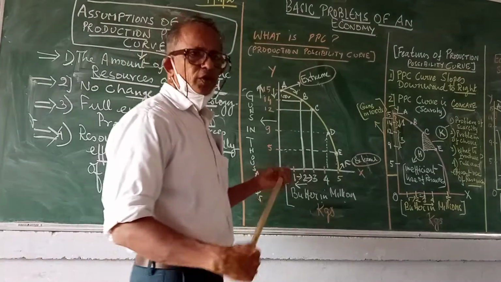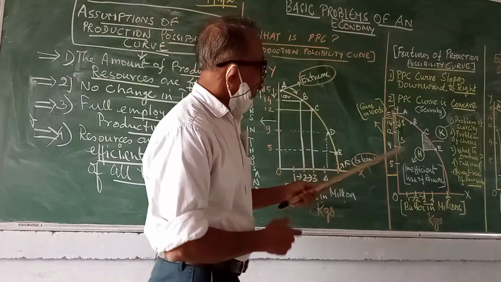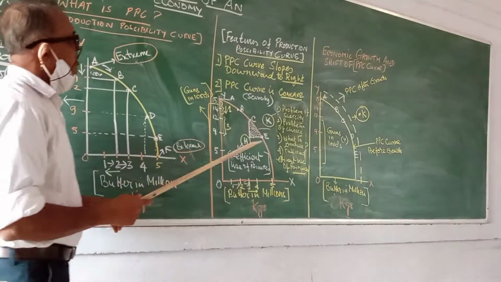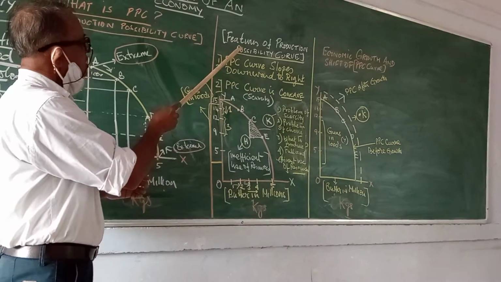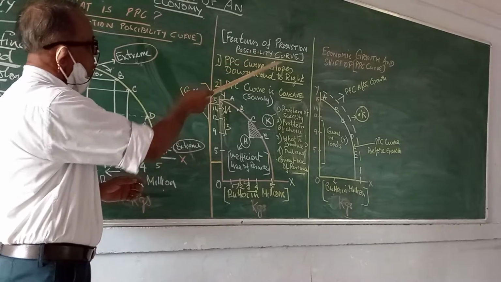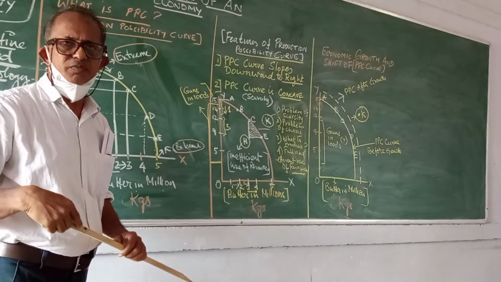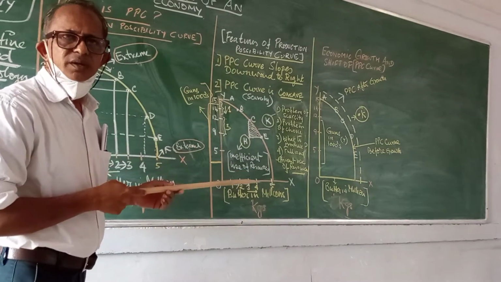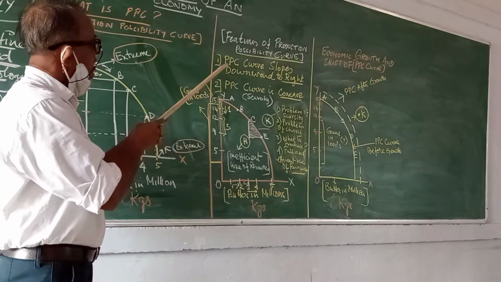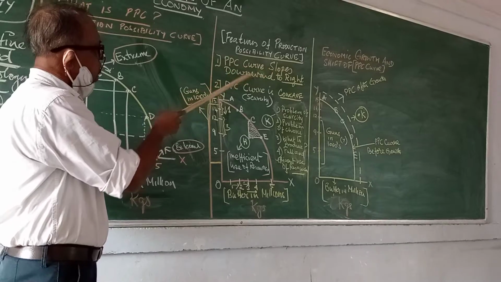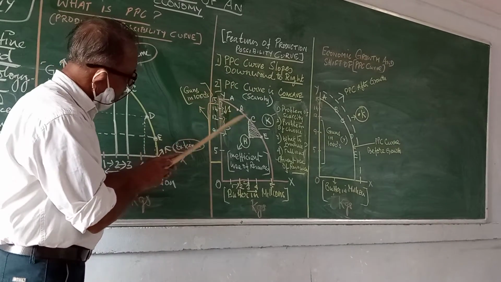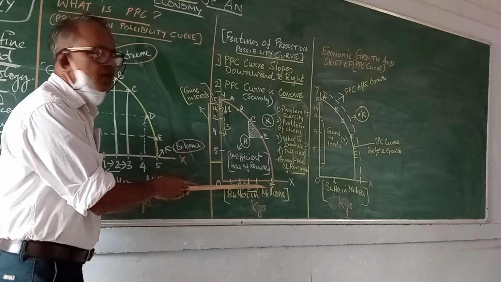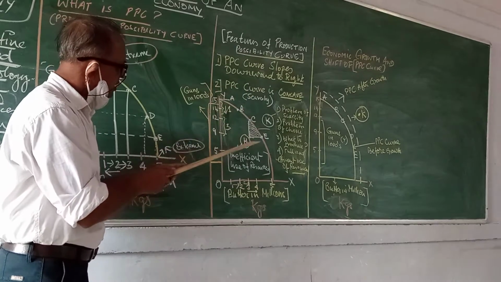Okay, now today I would like to go to the new segment of the production possibility curve. What is that new segment? The new segment is features of the production possibility curve. There are two features. The first is that the production possibility curve always slopes downwards to the right. And the second feature is that the production possibility curve is concave.